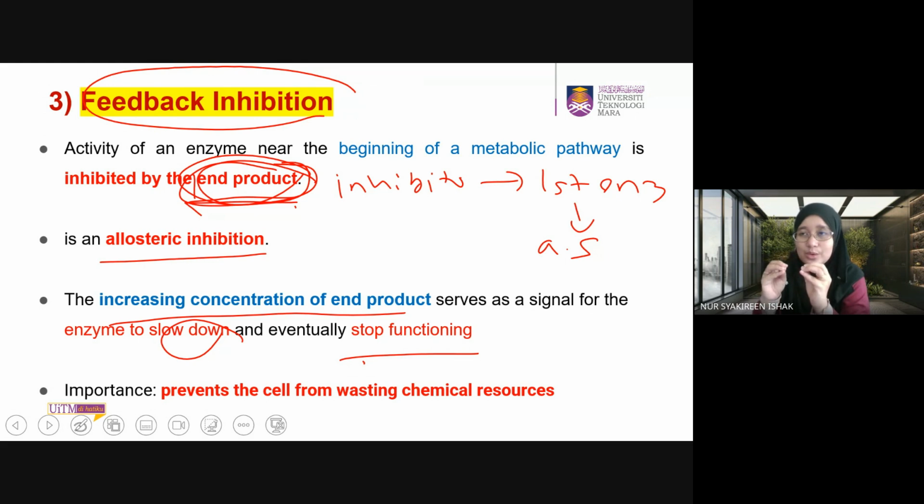So the cell will not produce ATP continuously without the cell using that energy for activity within the cell. For example, movement, muscle contraction, moving substances against a concentration gradient. There are so many usages of ATP molecules as we know. So that is the benefit of feedback inhibition. It prevents the cell from wasting chemical resources.